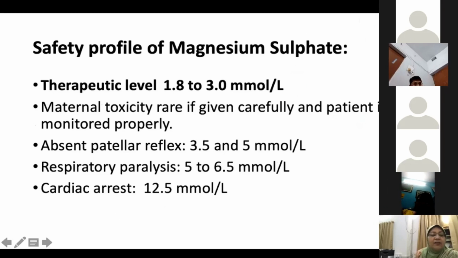Let's have a look at the safety profile of magnesium sulfate. This is the therapeutic level of magnesium sulfate. Maternal toxicity is rare if given carefully and the patient is monitored properly.